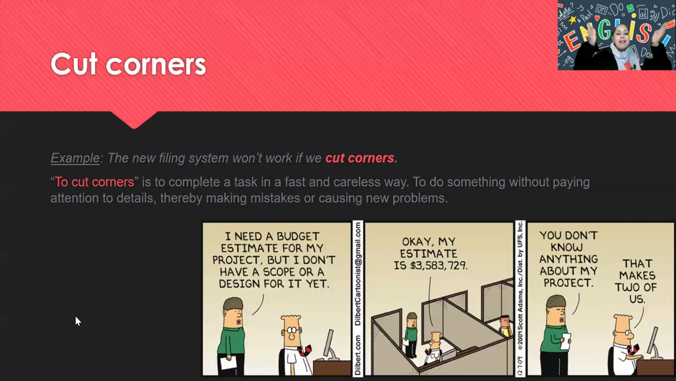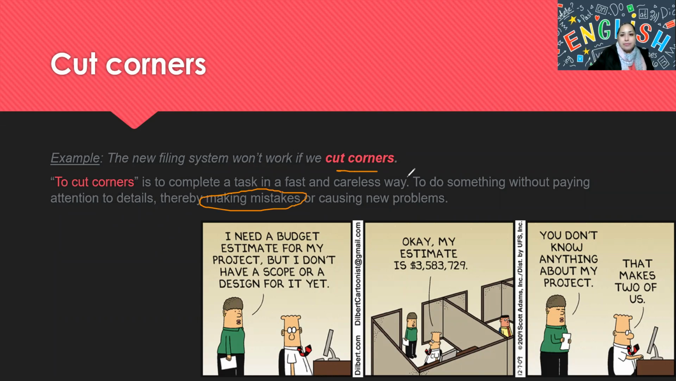But there could be a problem when you try to just cut corners because you may end up doing the job wrong or with some mistakes. That's what it means to do it in a careless way. To do something without paying attention to details, thereby making mistakes, like I was mentioning. Making mistakes is so possible when you are talking about cut corners.